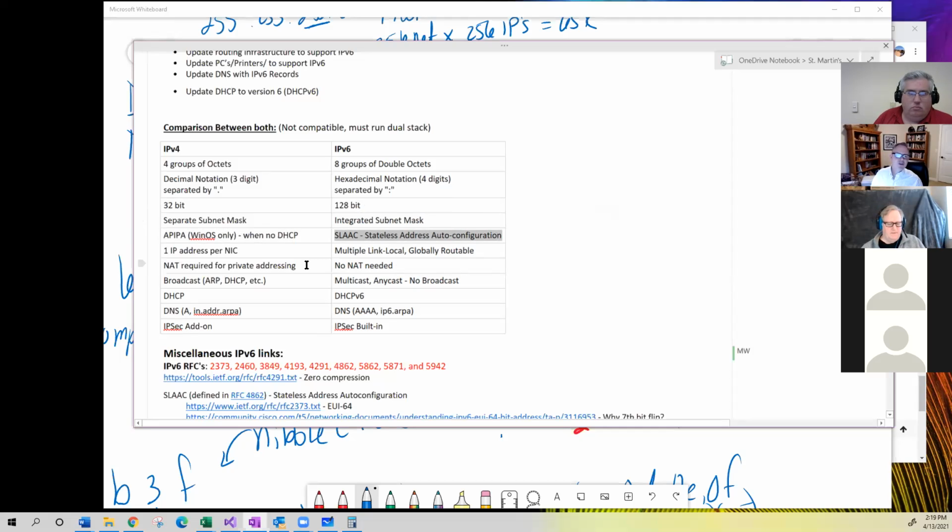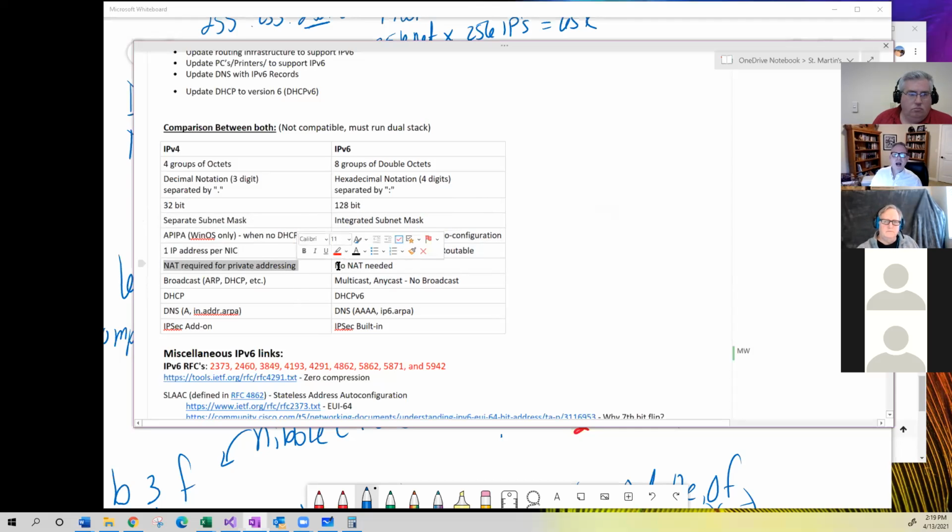Next time, how to create a globally routable IP address when you don't get a DHCP address. One IP address per NIC, multiple. Link local, globally routable. You can have multiple IP addresses per interface. Network address translation: you have to translate from a private to a public.